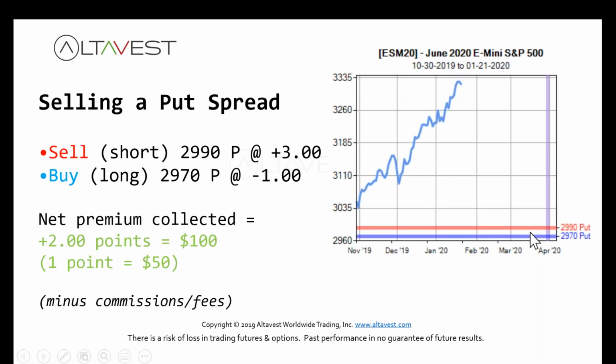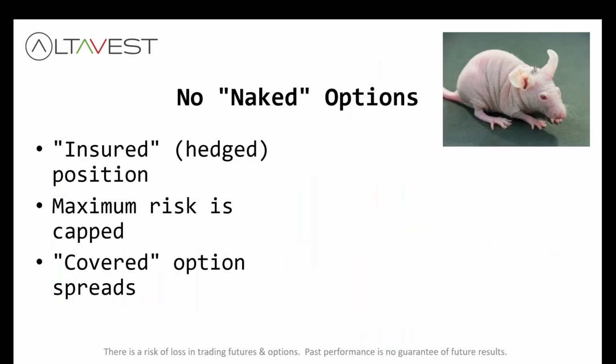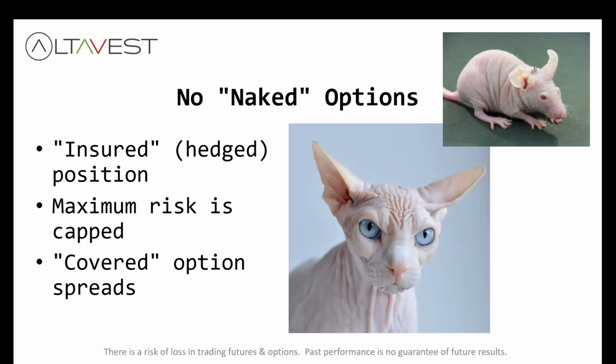And the same with the put. You sell an out-of-the-money put, you buy an out-of-the-money put as protection, but the net result here is 2 points or $100 in this case. Now, these are not naked options. Let's reiterate that. These are insured positions. Your maximum risk is known, and these are called covered option spreads.